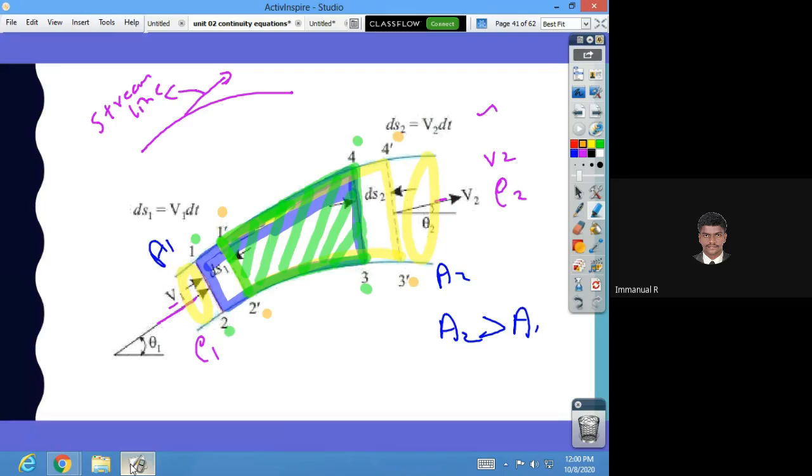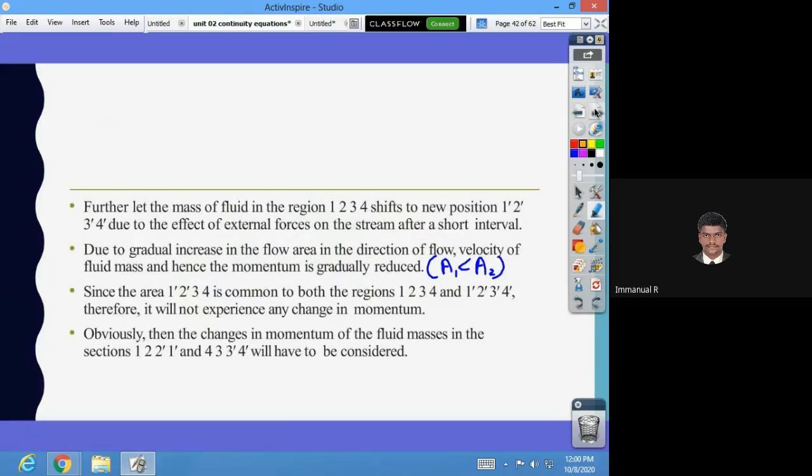Okay, so next point, obviously, the changes in momentum of the fluid masses in the sections 1-2-2'-1' and 4-3-3'-4' will have to be considered. So we won't consider the momentum at the common position, that is 1'-2'-3-4, and we will only consider the momentum in the places of 1-2-2'-1' and 4-3-3'-4'. Okay, so let us discuss this.